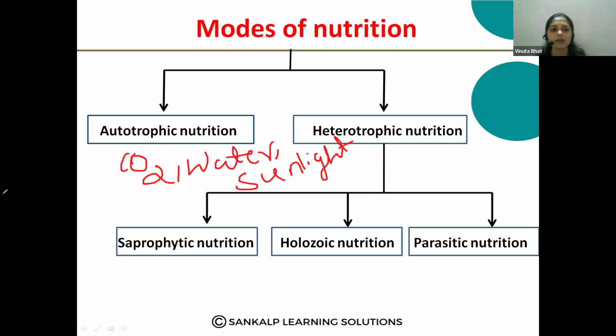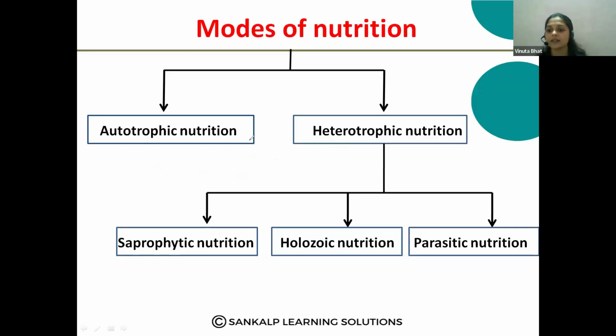Okay. So where we can find the autotrophic type of the nutrition? Anybody? Where we can find autotrophic modes of the nutrition?